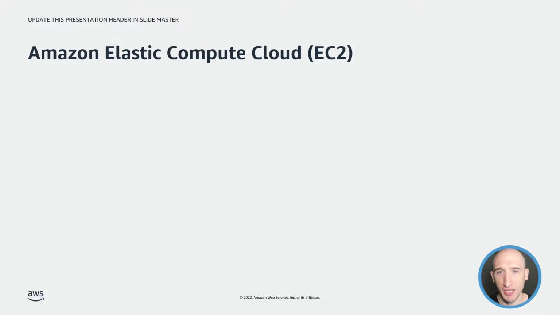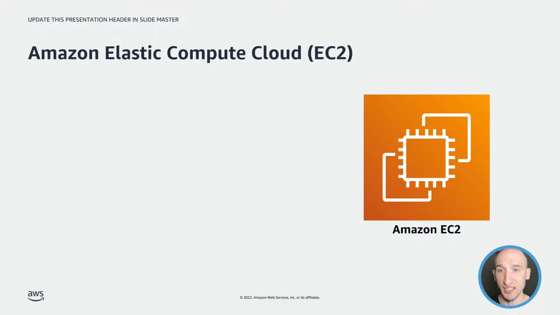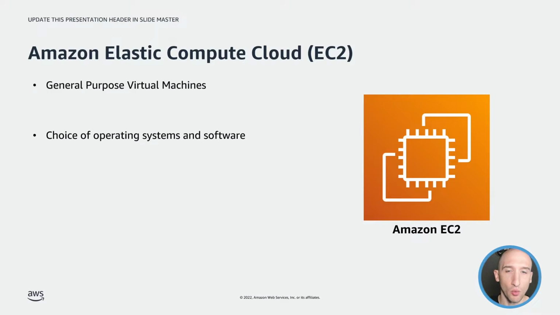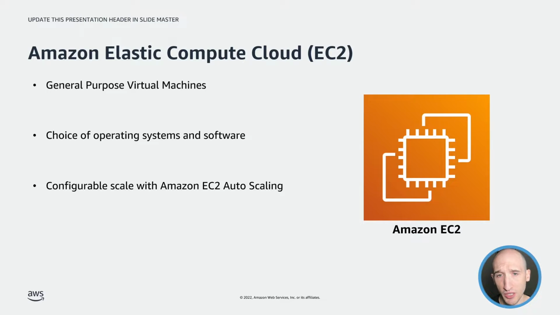So the first option is Amazon Elastic Compute Cloud, or EC2 for short. What EC2 is are general purpose virtual machines that you can configure to your heart's content. You can specify a template or the flavor of operating system, and we support all sorts of different versions of Linux as well as Windows Server. And it gives you a ton of flexibility to configure the software that you want on the machine, the underlying hardware specifications of that machine, and configure it and patch it to your heart's content.